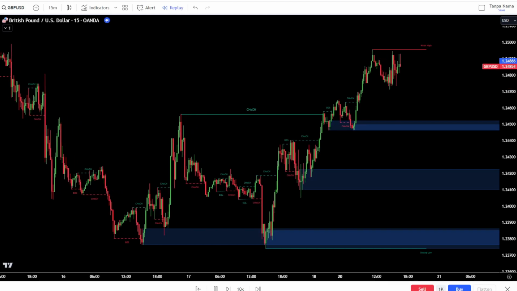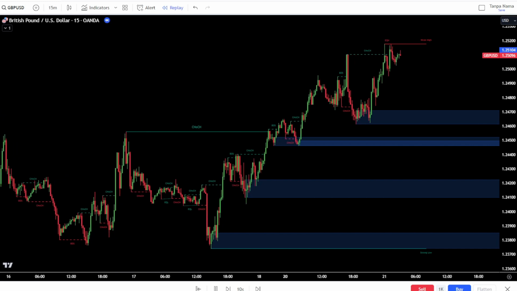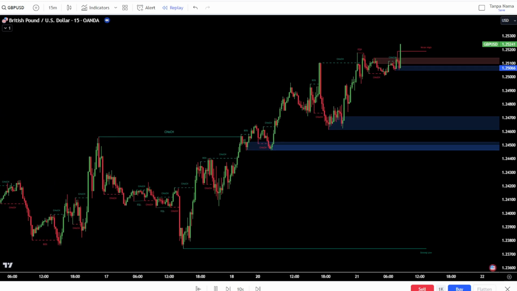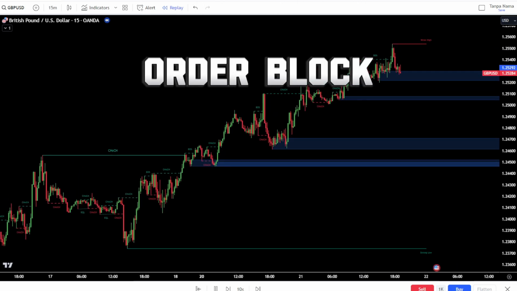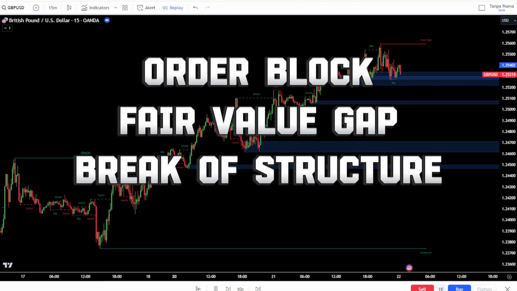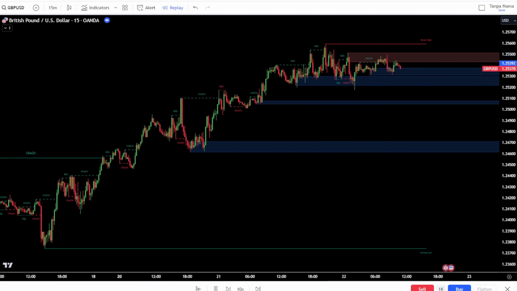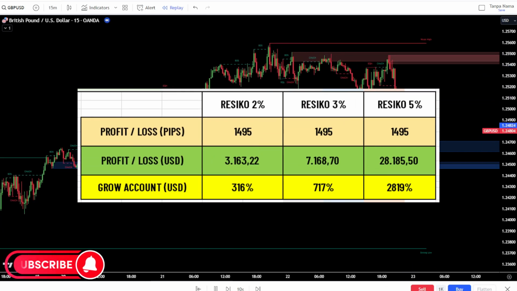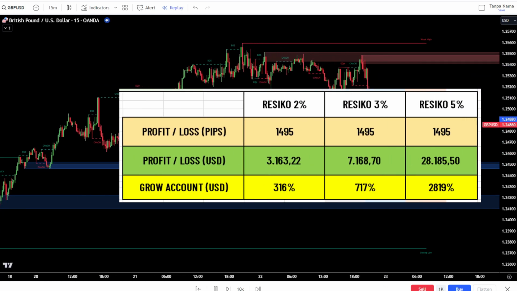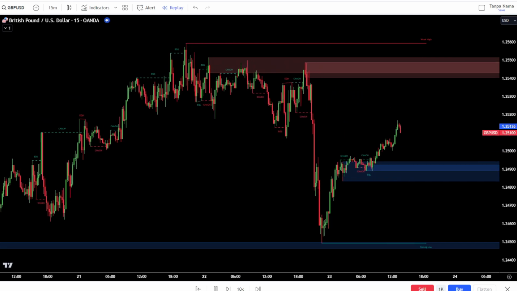The scalping strategy employing the smart money concept will simplify your trading experience. By utilizing the smart money concept indicator, you can quickly identify order block areas, fair value gaps, breaks of structure, and changes of character with a high level of accuracy. I have conducted backtesting using this scalping approach, and the smart money concept indicator has produced results like these. Therefore, make sure to stay tuned and follow along with this video.